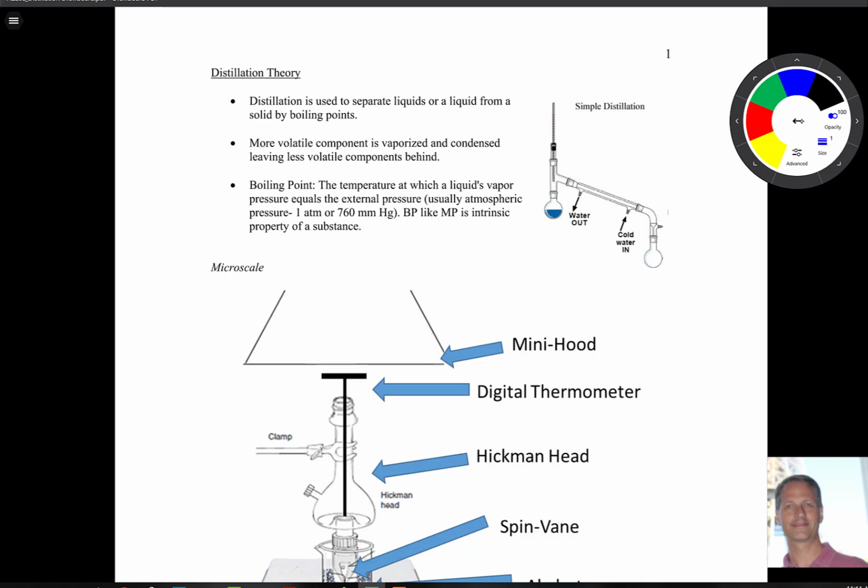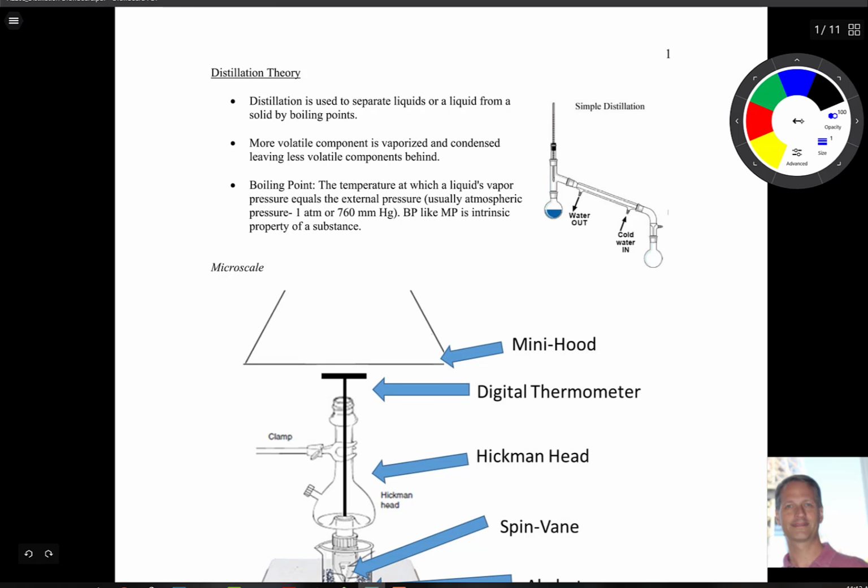So the idea here with distillations is that you use it to separate liquids or liquids from a solid by boiling points. The idea is that the more volatile component is vaporized and condensed, leaving the less volatile component behind.